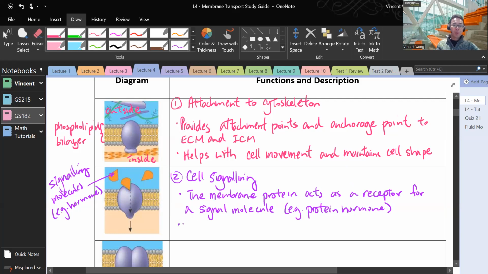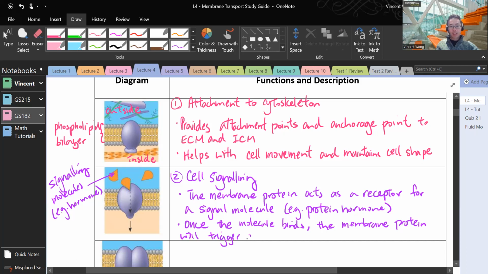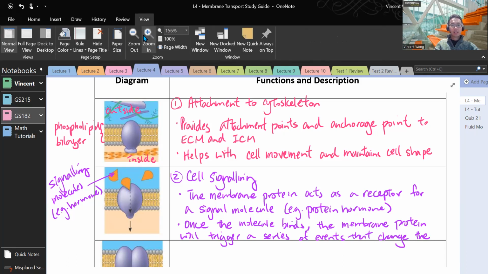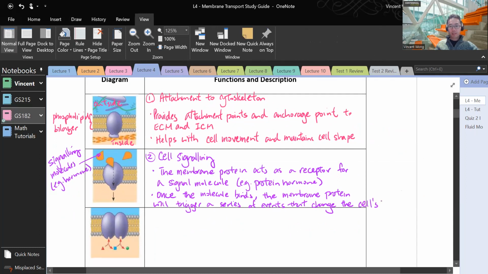And then once the signal molecule binds the protein, the membrane protein will trigger a series of events that change the cell's behavior.